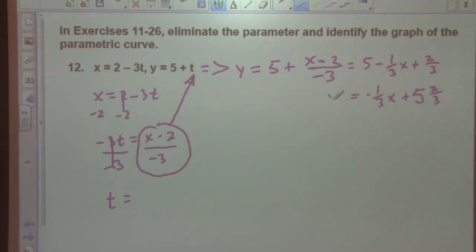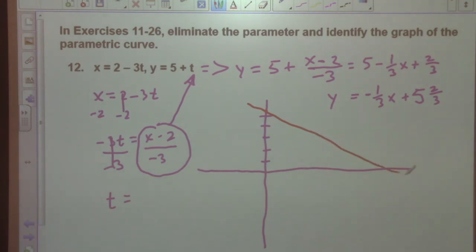And when you graph this in your calculator, Riley, did you get something that looks like that? What I'll do is I'll just go ahead and sketch it, and we'll see if it looks anything like what you have on your calculator. I hope it does. So our y-intercept's going to be up here at 5 2/3, right? Did you get a y-intercept about there? Yes. And then you got a slope of negative 1/3. So something like this. Does that look right?